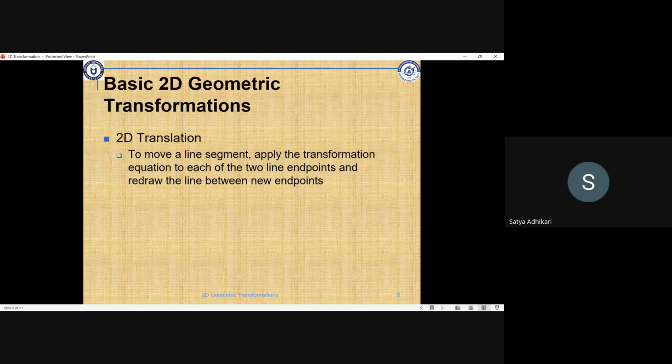In the previous slide, we were able to translate only a single point. But suppose we have a line segment. We have to change that entire line to another position or location. It is simple. You know that a line is nothing but a combination of points. So you use the translation method on each and every point of the line.